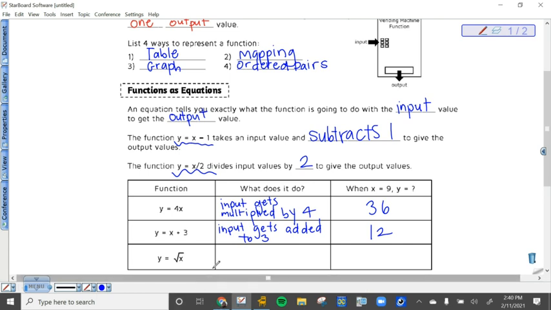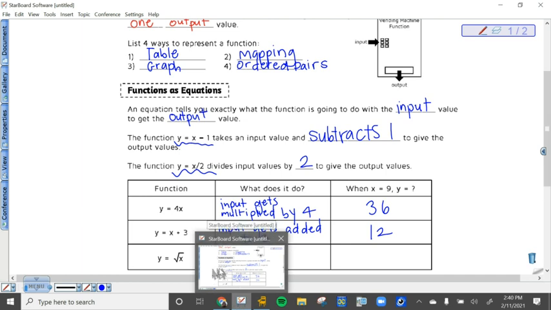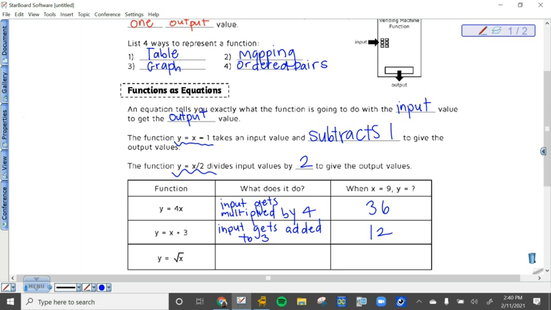Okay, now this last one. We all know what this symbol means? Who remembers what it's called? What's it called, Sharon? You said you remembered. Okay, what's this? Square. Okay, so square root. So this function takes the square root of the input.